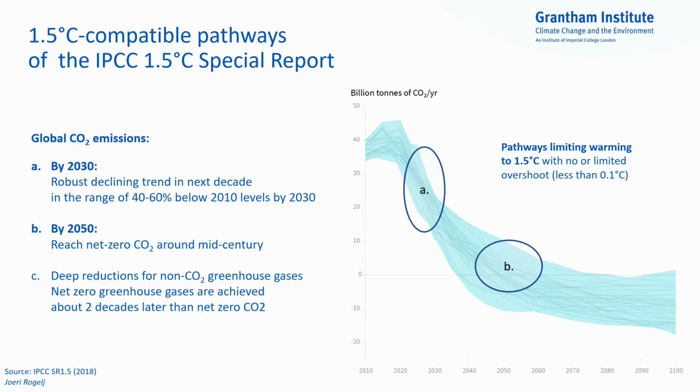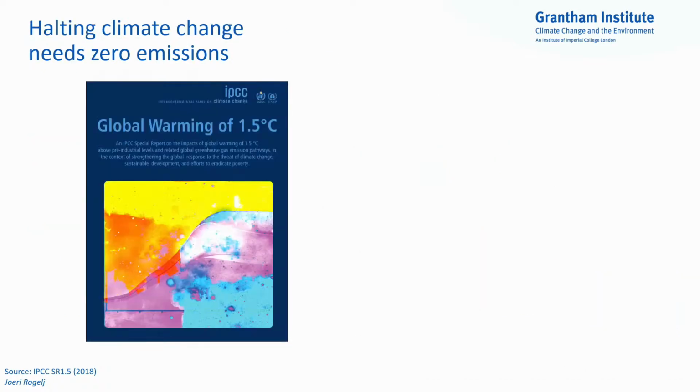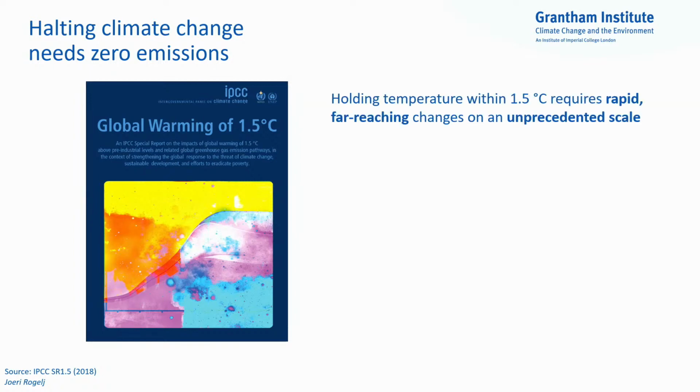Now, how do we achieve these extremely deep greenhouse gas emissions reductions? I don't have time to dig into every single technical detail here, but I want to give you a general idea of what is required. The IPCC highlighted that to hold warming within 1.5 degrees, we need rapid, far-reaching changes on an unprecedented scale. Each of the words in bold here has a specific meaning and has specific evidence underpinning the choice of that word. Rapid, as you could see in the previous slide, means that we need to see steep global emission reductions within the next decade.